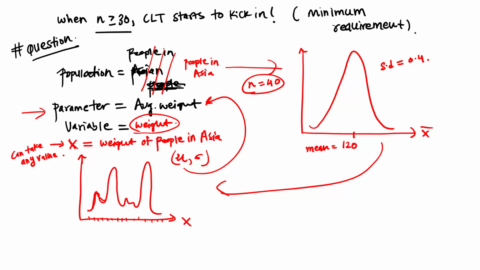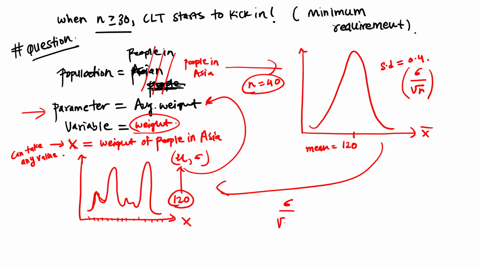It will be, yeah, but not exactly, okay? So the mean is the same. This mean is 120, but the standard deviation is different, okay? The standard deviation is sigma over square root of n. This is what the central limit theorem tells you.